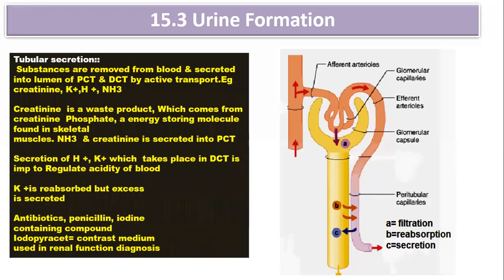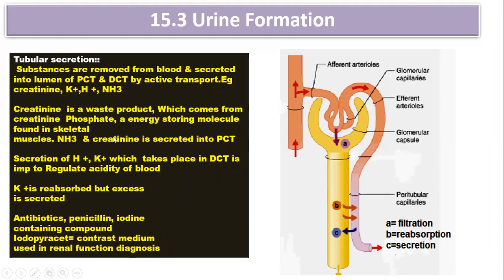Now look at this. Substances are removed from the blood and secreted into the lumen of the PCT and DCT by active transport. An example is creatinine. What is creatinine? It is a waste product which comes from creatinine phosphate, an energy molecule found in skeletal muscle. Once that energy is utilized, the creatinine becomes a waste product.